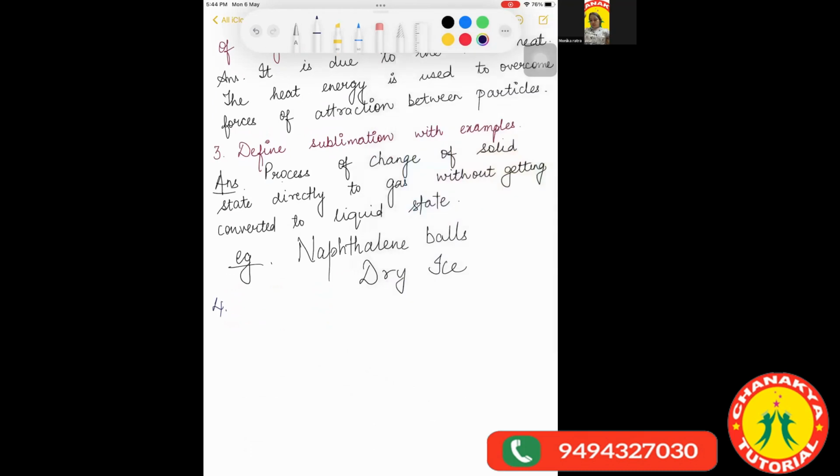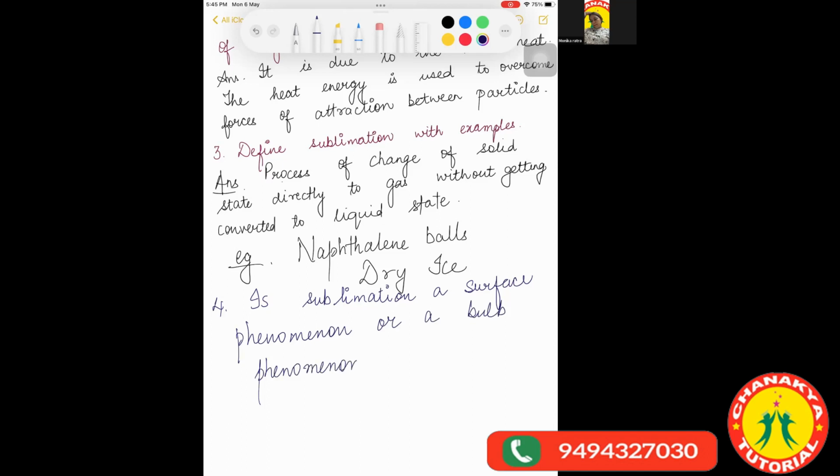Next question is now you have to think upon this. Is sublimation a surface phenomenon or a bulk phenomenon? Tell me, who can tell this answer? Think and answer. Ma'am, it is a surface phenomenon.